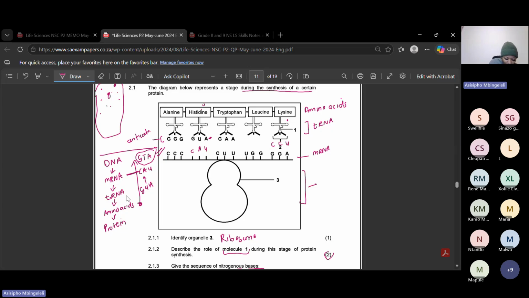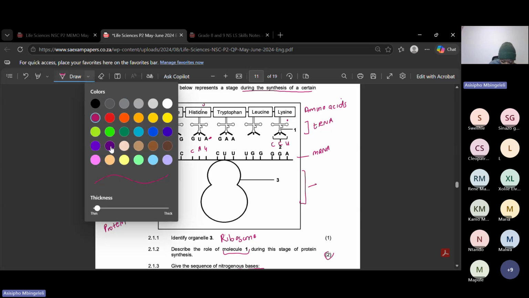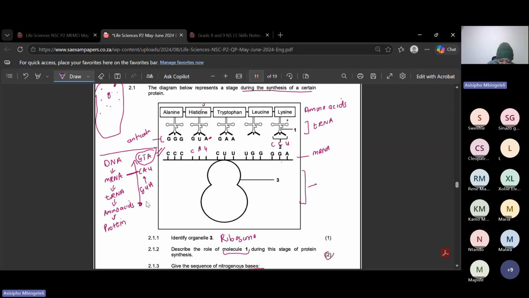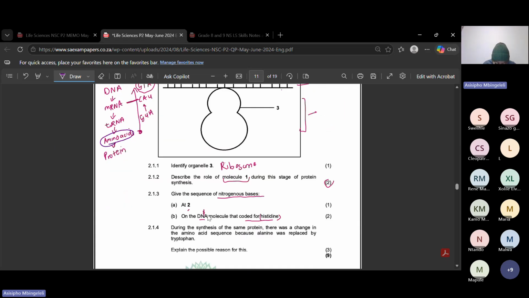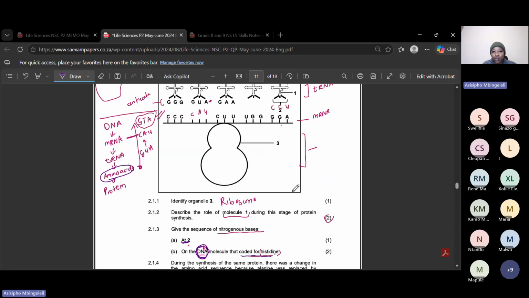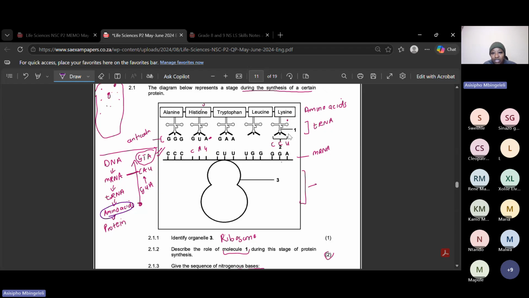I'm going to change my pen. So this is very important. They gave us an amino acid. That's what they're asking there. Give a sequence of nitrogenous bases on the DNA molecule that coded for histidine. So this is different to A because at A they said they want bases at 2. At 2, where is 2? This is a transfer RNA. So you are going to use bases of a messenger RNA. So in A, they've given us bases of messenger RNA, and we just need to find bases for transfer RNA. That's why we paired. We do not convert, we paired.